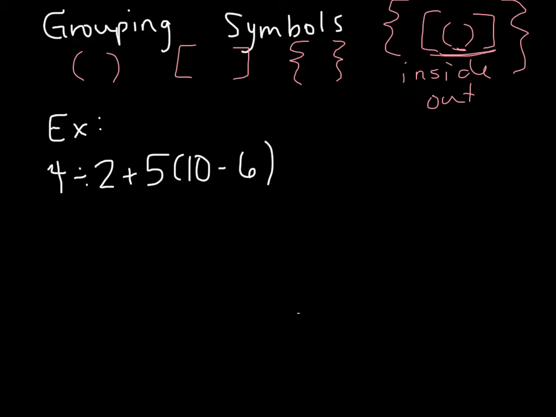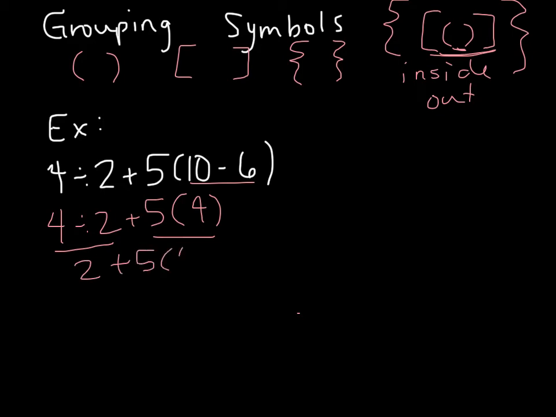Okay, now let's look at an example when we evaluate. I'm going to look for parentheses. I see parentheses right here. So I'm going to copy everything down that's there, and in my parentheses, I'm going to change 10 minus 6 to a 4 because I evaluated it. Now I'm going to look for exponents. I don't see any exponents. So now I'm going to look for multiplication and division. I see a division sign here and multiplication here. So I'm going to do this division first. So 2 plus 5 times 4. Now the multiplication, 2 plus 20, and I get 22 as my answer.